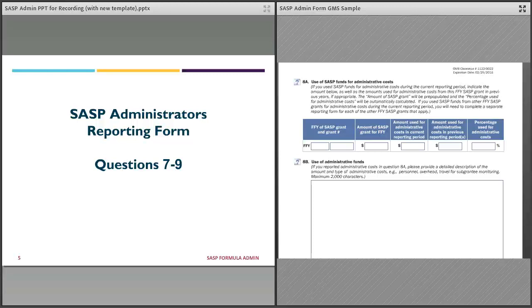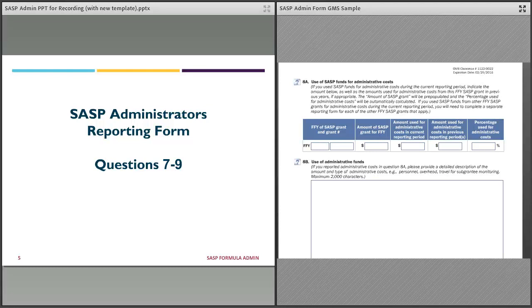In question 8A, you are still reporting on the same FFY as in question 7. In the second box, the amount of the SASP grant for the FFY will be pre-populated for you. And in the final box, the percentage used for administrative costs will be automatically calculated. In the third and fourth boxes, report the amount spent on administrative costs during the current reporting period and the amount spent on administrative costs in all previous reporting periods.